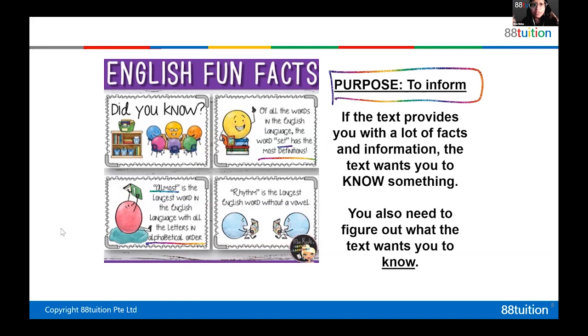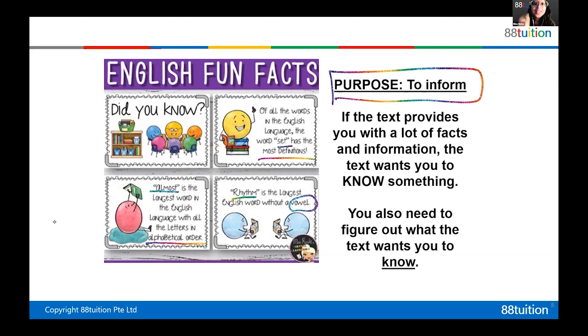This can be a riddle as well. Ask your friends or ask your parents, what is the longest word in the English language that has all the alphabets in alphabetical order? The answer is almost. Now, do you know that rhythm is the longest English word without a vowel? What is a vowel? Anyone?